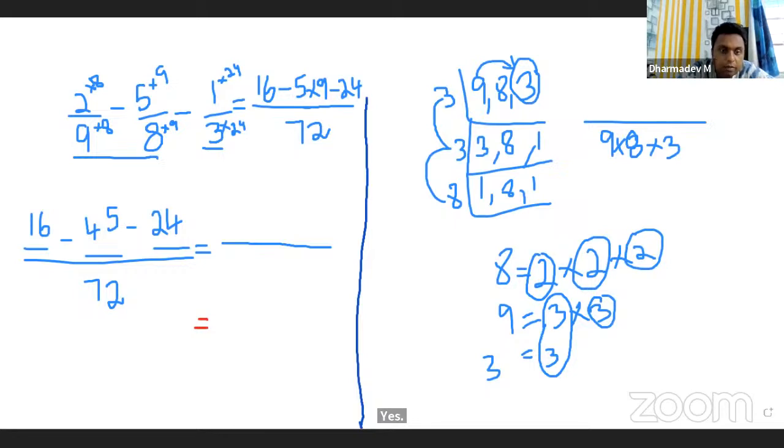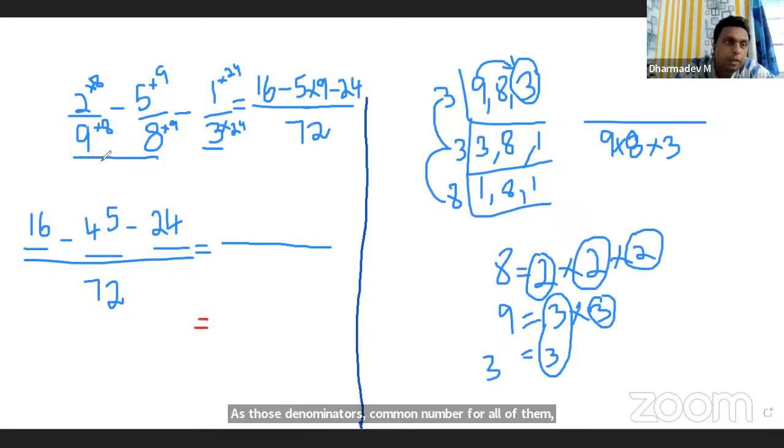Okay. Now, 16 minus 45 minus 24. So yes, we use 72 as the LCM of those denominators, a common number for all of them. 72. In the 9 table we have 72, in the 8 table we have 72, in the 3 table also we have 72.